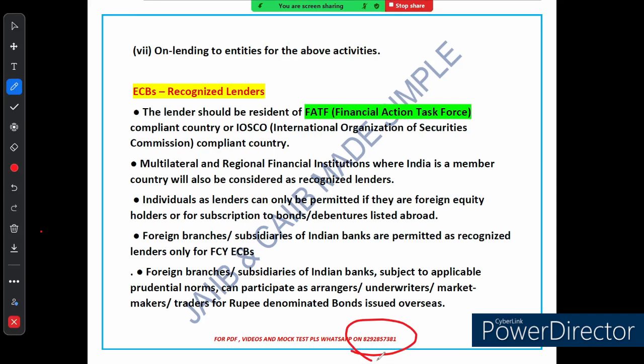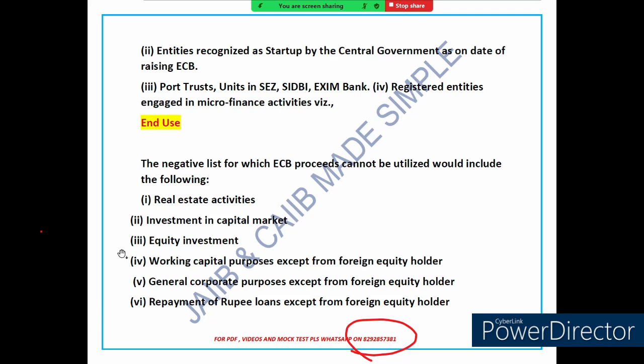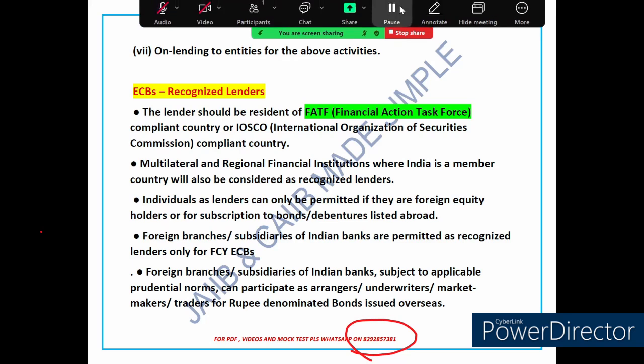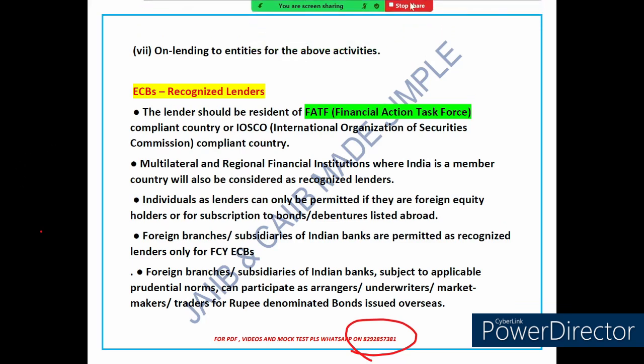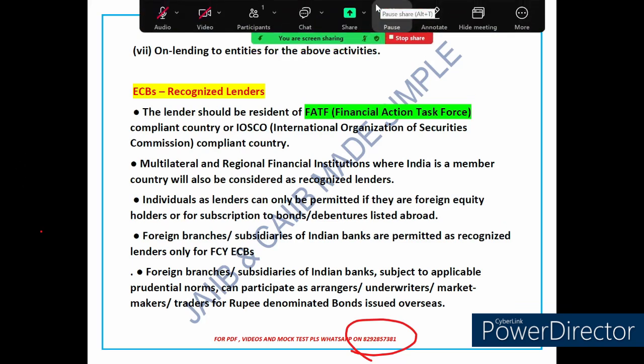Now let's simplify recognized lenders. So we are continuing our series on ECB and we are going to focus on who the lender can be. See, what question was asked in the previous slide: who are eligible borrowers and what the money can't be used for. And now we are going to discuss who the lender can be. Right. Let's break it down into simple terms.